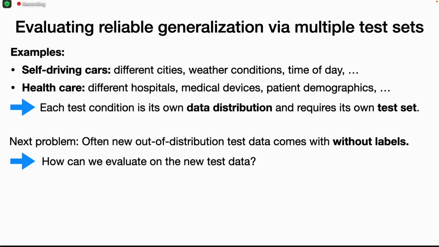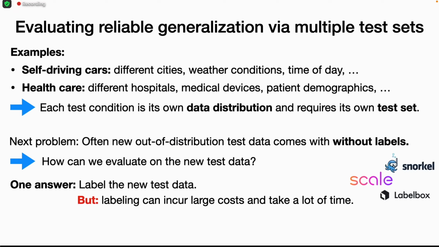Naturally, data doesn't come with labels, so what should we do? The first approach: obviously in machine learning, we love data labeling, all of our methods are still quite label hungry. So the first thing you can do is you just label new test data, but this comes with its own challenges. First of all, it's pretty expensive. By now, there are many companies like Snorkel, Scale, and Labelbox, which specialize just on the data labeling part of the machine learning pipeline. And it may also take a lot of time.